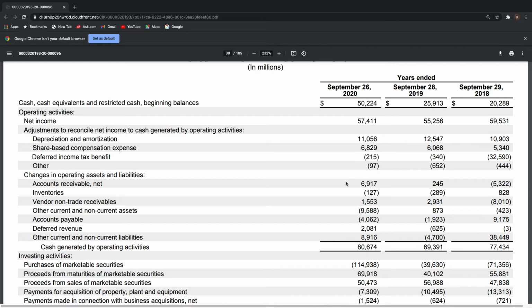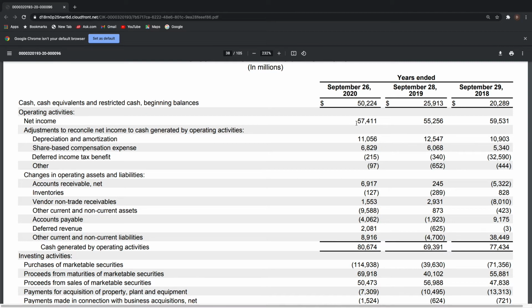And then we get to the change in the operating assets and liabilities. So we need to adjust this as well. And then what we end up at the bottom is the cash generated by operating activities, which we can see here is just over $80 billion.